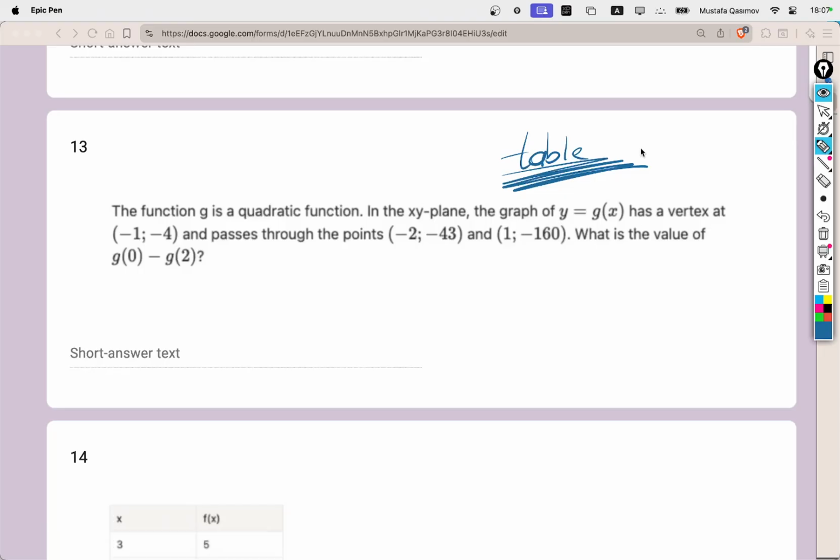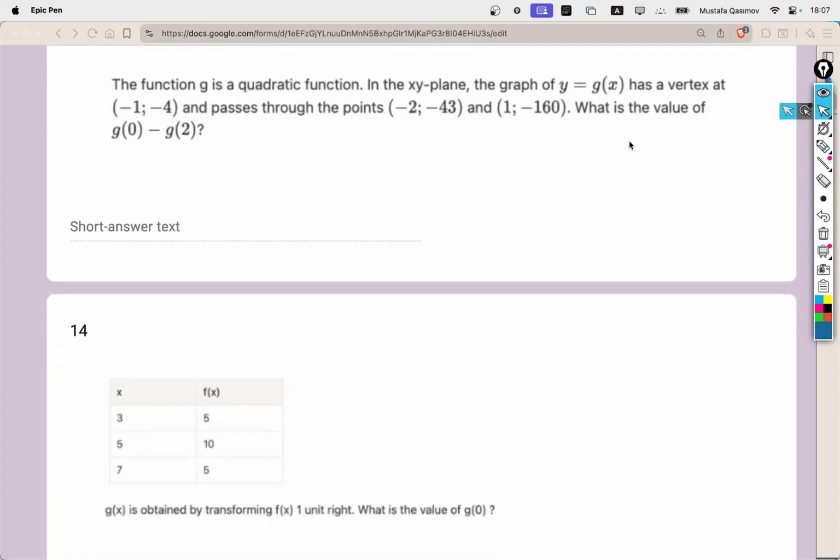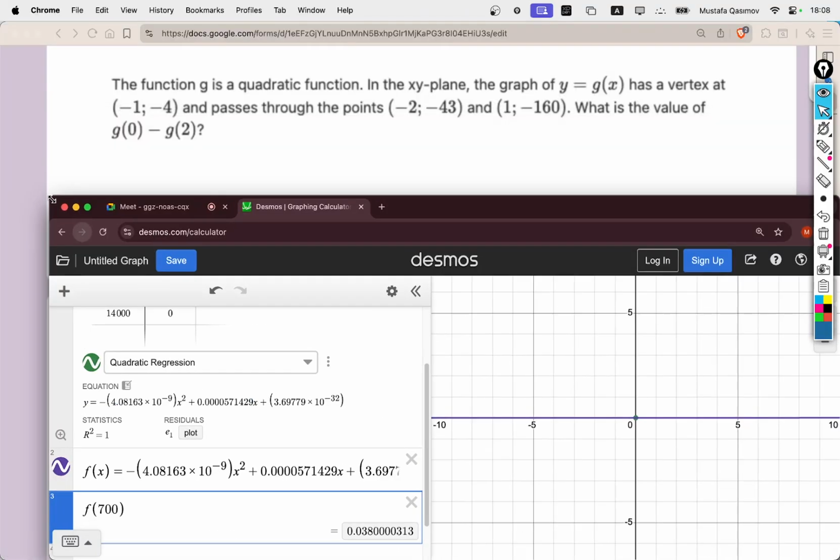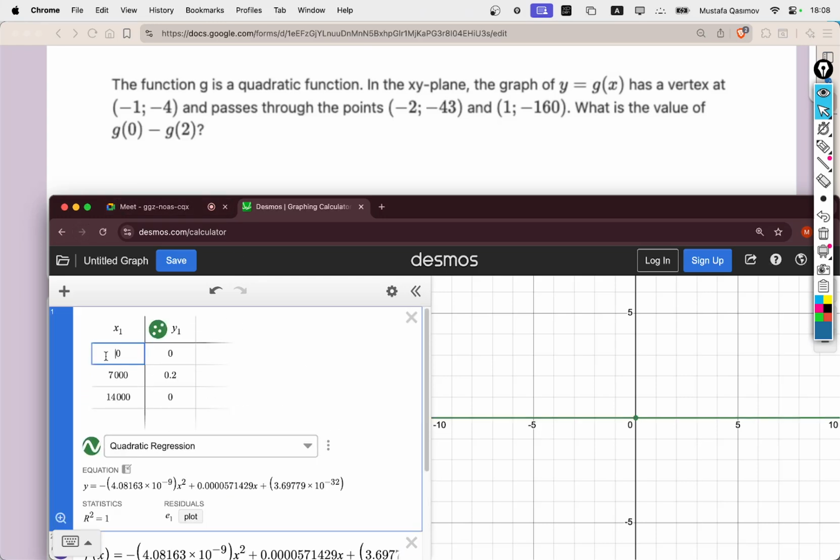So then you just add a quadratic regression, and then you just copy the formula that it gives you, and then you just put g of x equals that formula. Yes, that form. And then you just write g of 0 minus g of 2. Right, right. It's very good.